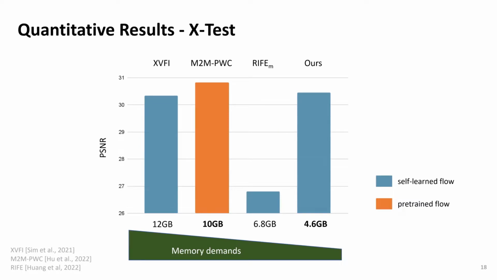In the following, we show some quantitative comparisons on 2 of the datasets. First, for XTest, the test set which has been introduced alongside the method XVFI and contains a lot of large motion. We achieve state-of-the-art accuracy on XTest among models without pre-trained flow. Our approach also has the lowest memory requirements and the lowest number of trainable parameters among all approaches.